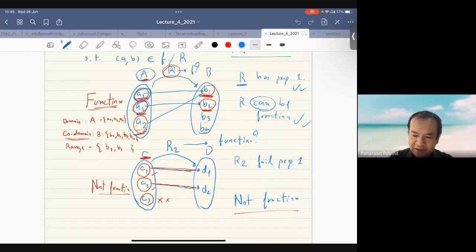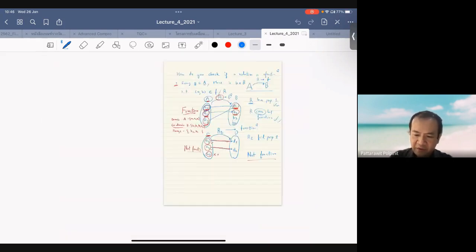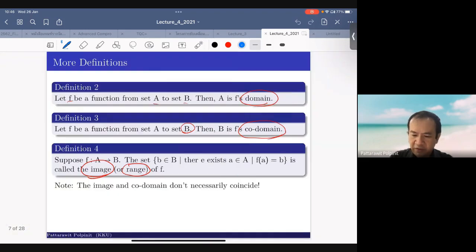I have given you some examples of relations which are functions, and some relations that are not a function. For these two examples, a few more here, and then we discussed even more about the definition or the notation of a function. In a relation, we have the relation that maps from set A to set B, but we haven't really defined what the set A is. So we define a name for set A, right? We call it a domain.